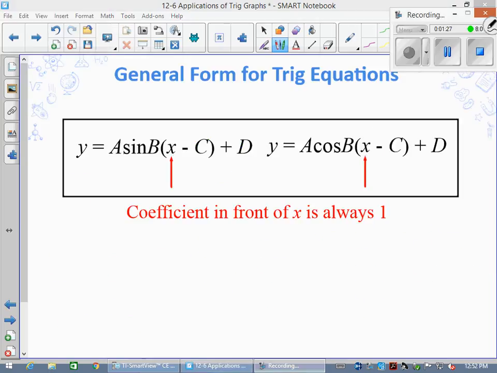So today's lesson, we're going to start looking at the general form of our trig equations again. And we talked about this a little bit yesterday, that this coefficient in front of our x here, inside the parentheses, needs to be 1. And if it is not 1, then we need to actually factor that out so we can accurately find our b value, and so we can accurately determine what the shift of our function is.